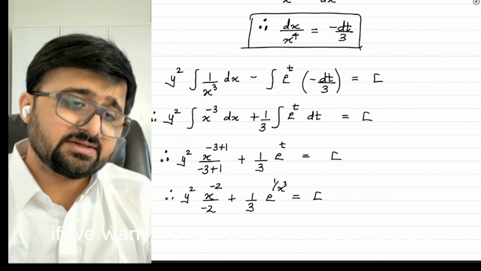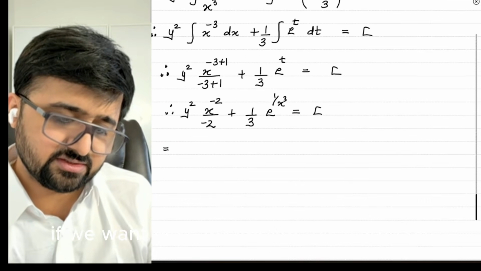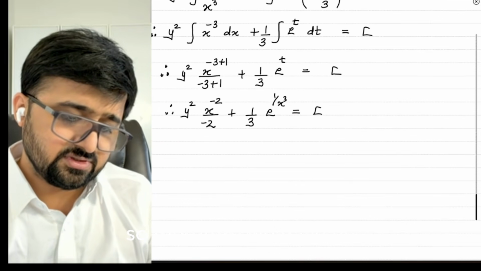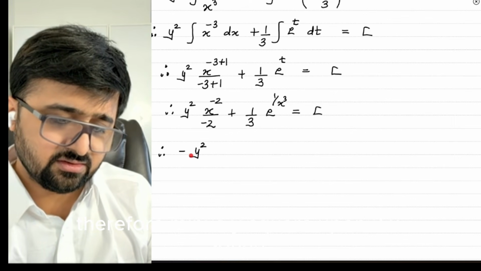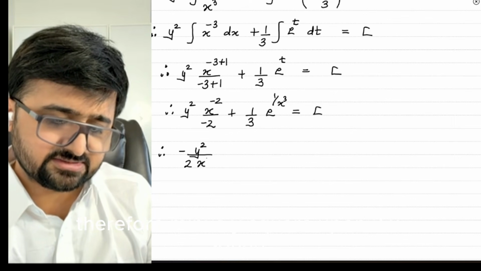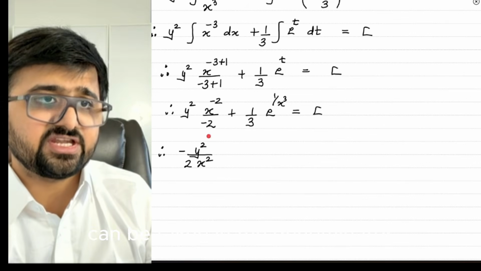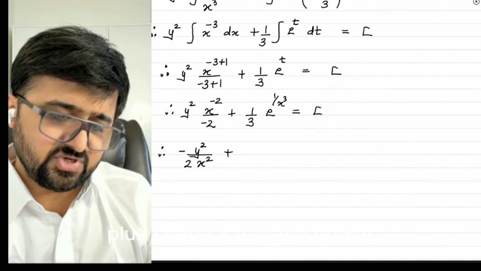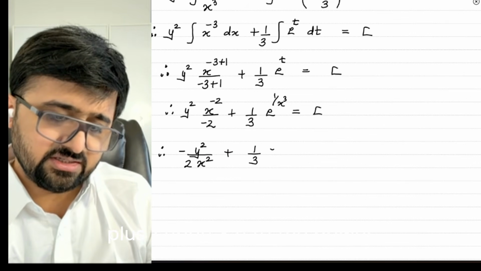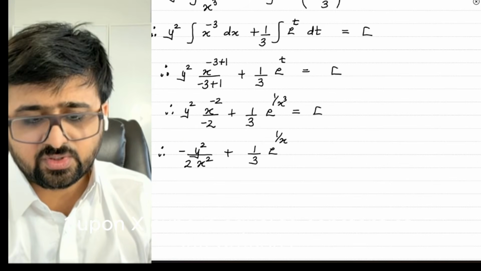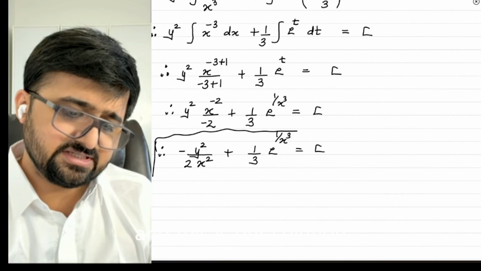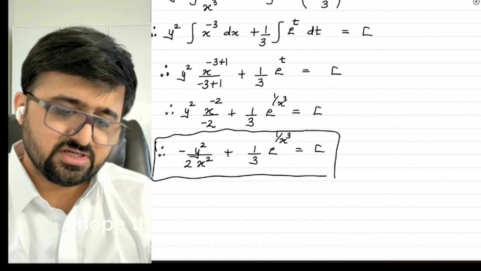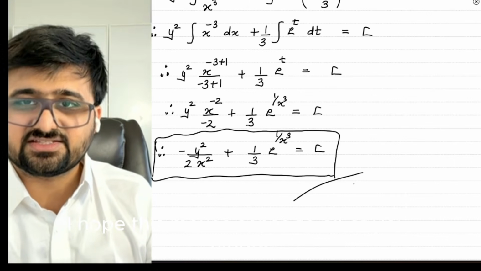So we can substitute t as 1 upon x cube, and this is equal to c. If we want, we can simplify this a little bit. Therefore, minus y square upon 2x square. This x to the power minus 2 can be taken in the denominator, plus 1 upon 3 e to the power 1 upon x cube is equal to the constant of integration c, and this is our solution. I hope this makes sense to all of you.